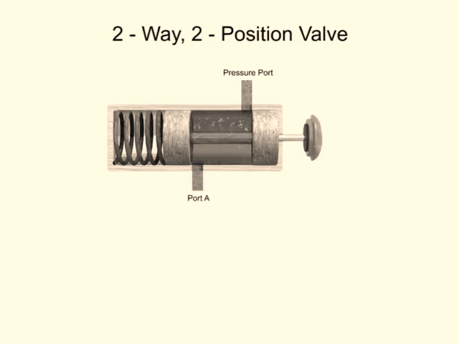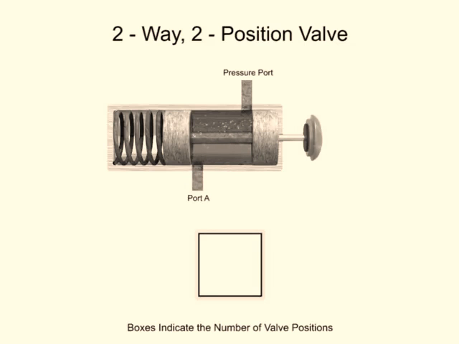To simplify fluid system drawings and schematics, all valves can be represented graphically. Boxes, sometimes called envelopes, are used to indicate the number of valve positions. Since this is a 2-position valve, its graphic representation has 2 adjacent boxes. Continuous lines are used to indicate fluid flow between ports. For complex valves, the ports may also be labeled.